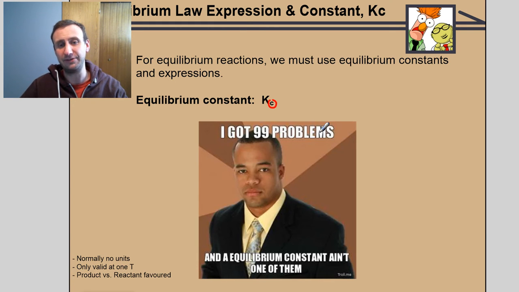And we can look at the Kc value and tell from it if it's a product or reactant favored equilibrium. If it's product favored, then the equilibrium constant is going to be greater than 1. If it's reactant favored, it will be less than 1. But it's always going to be greater than 0, so it's only ever positive. So again: no units, only valid at one temperature, and it tells us if it's product favored, greater than 1, or reactant favored, less than 1.